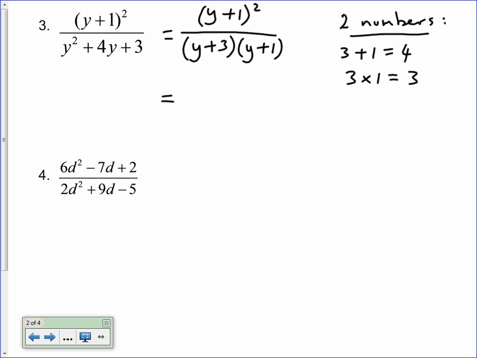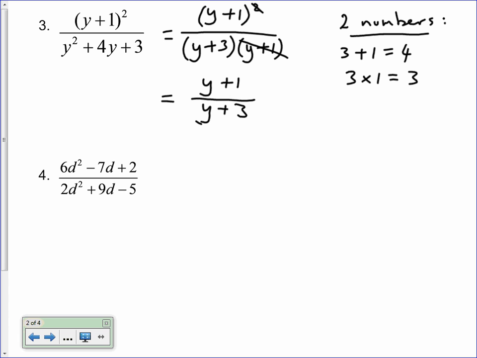Yeah, that's right. So this one is y plus 1 times y plus 1. So I'm going to cancel that out. And that no longer is squared, it's only one lot of y plus 1. So I go to y plus 1 over y plus 3. So again, factorizing it has helped me to go from something that looks like this with all squares and things to this, which is nice and simple and much more easy to manage.